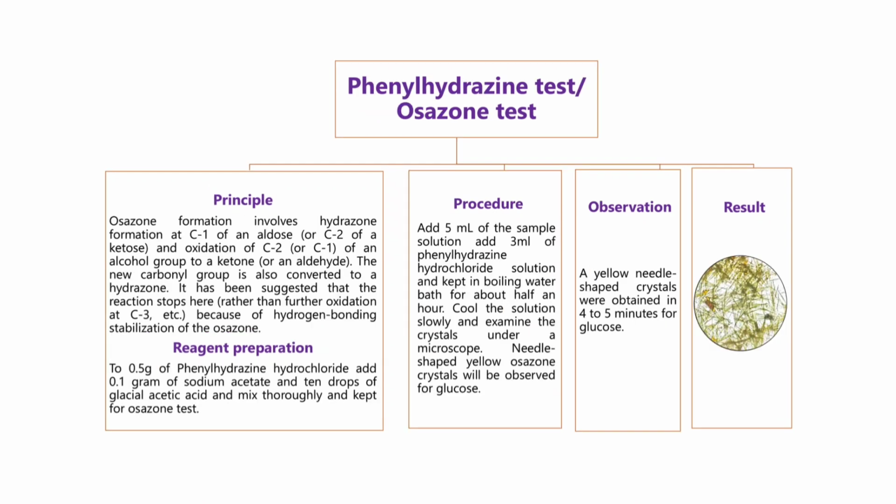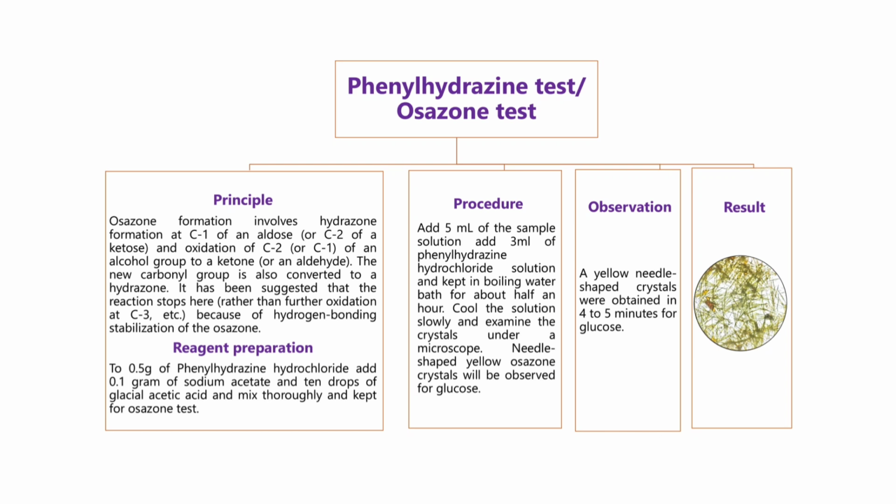Phenylhydrazine test or osazone test is a confirmatory test for any sugar given to you. The given monosaccharide is confirmed with this osazone test. The reagents involved in the osazone test are phenylhydrazine hydrochloride, sodium acetate, and glacial acetic acid. Osazone formation involves hydrazone formation at C1 if it is an aldose and C2 if it is a keto sugar, and there will be oxidation at C1 or C2. There is no further oxidation from C3 carbon.